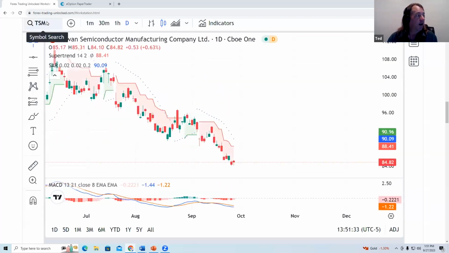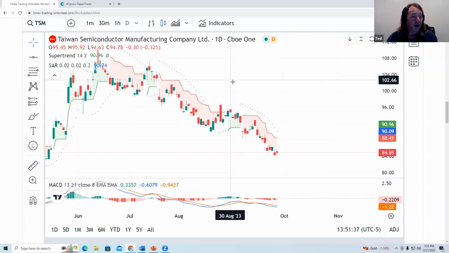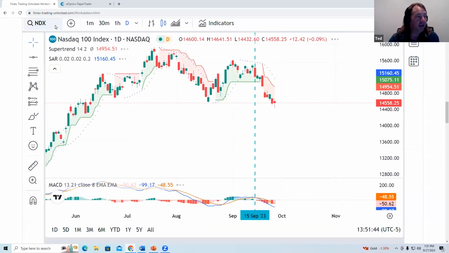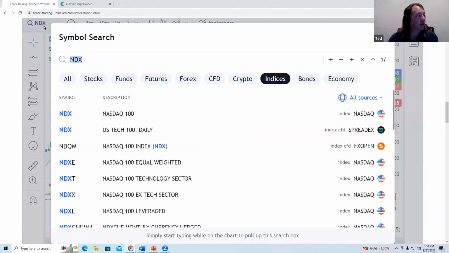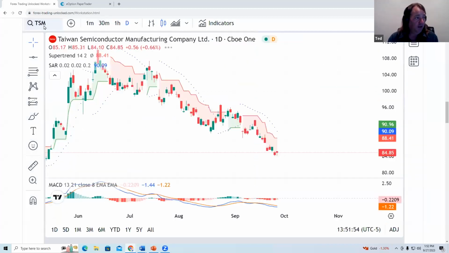Now we're going to look at Taiwan Semiconductor Manufacturing Company. Talk about not trying to catch a falling knife, huh? When did NDX turn? NDX turned on July 19th. And now let's see, TSM. This turned on June 13th.